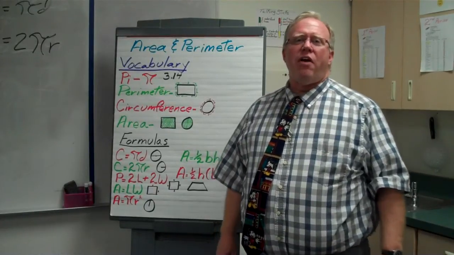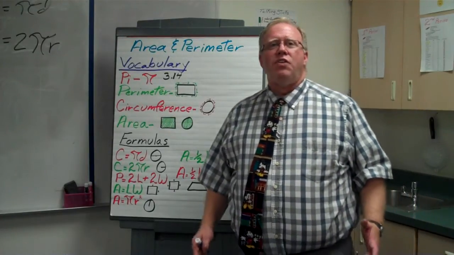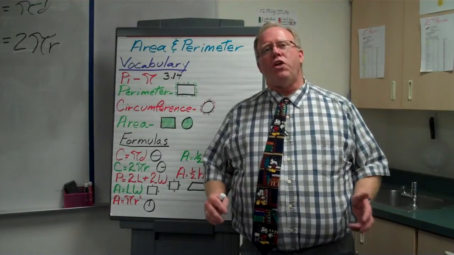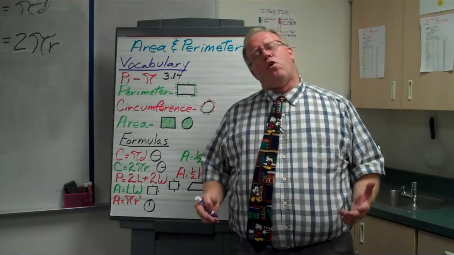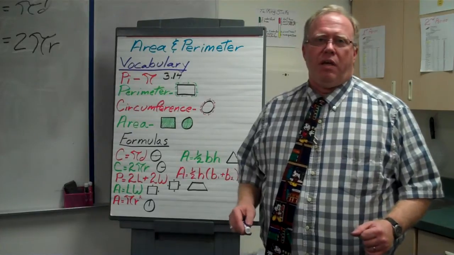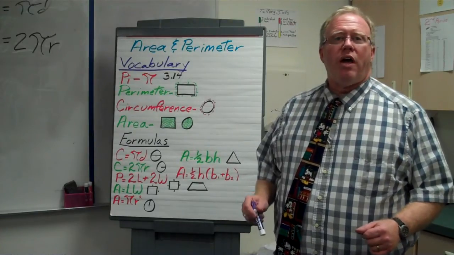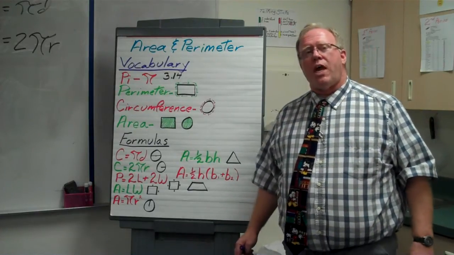Today we're going to be talking about area and perimeter. That all sounds very nice and easy, but with every shape, the formula is just a little bit different. And so we're going to talk about that and show you how they work. But first, let's look at some vocabulary.